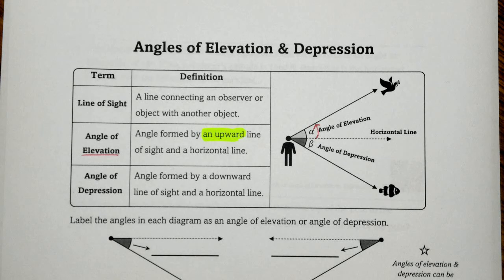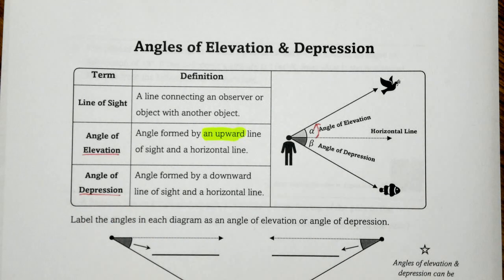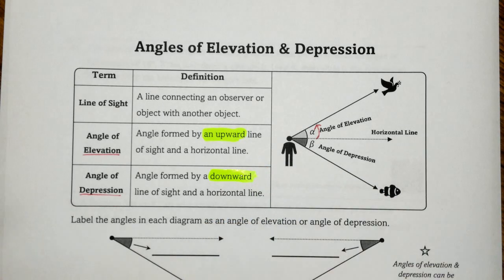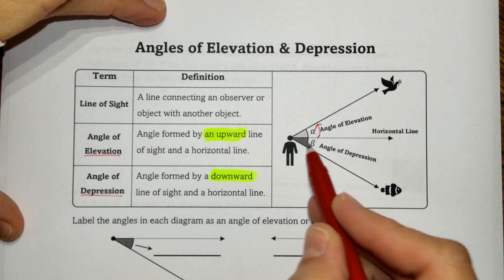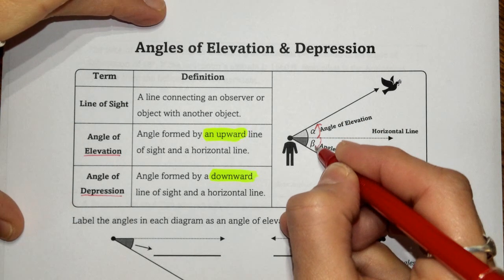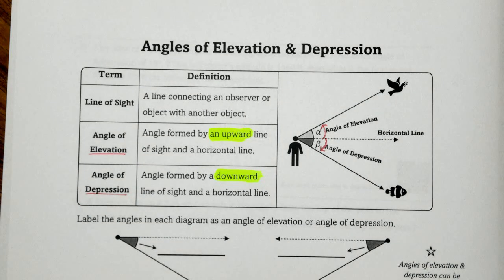And the other one is your angle of depression, which the term depression, psychologically, means kind of be down. So you can think of this as your downward line of sight. So it's going to go from the horizontal line right here downward. Okay. So let's look at these in the next diagram we have.